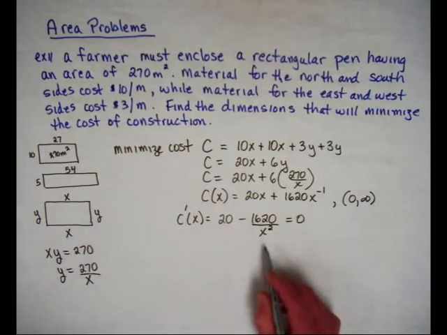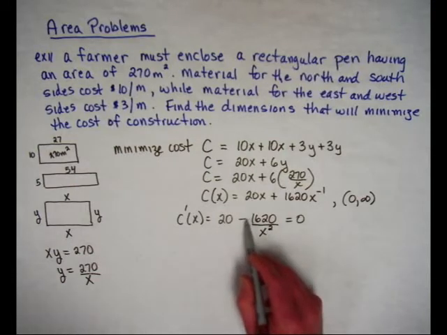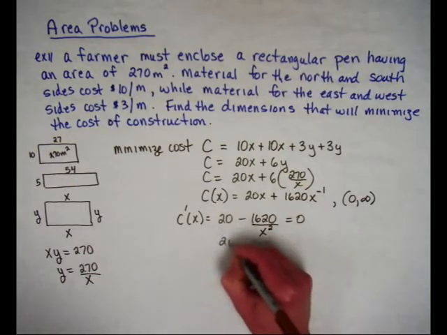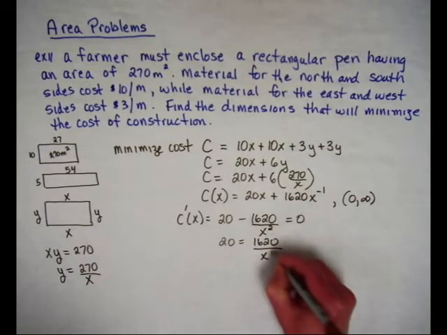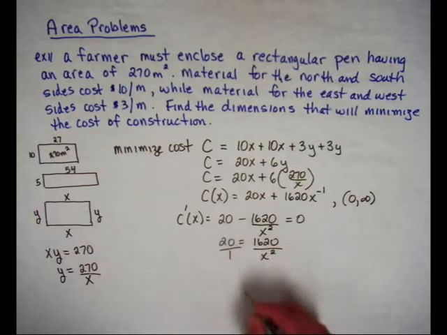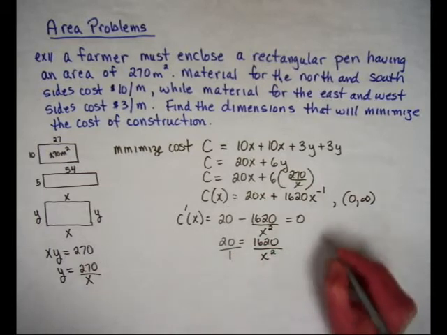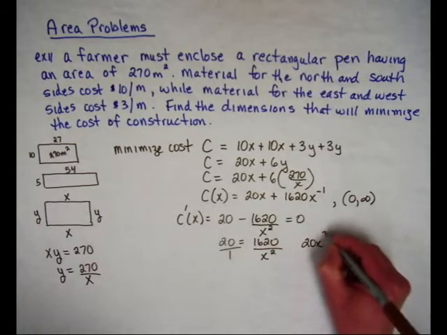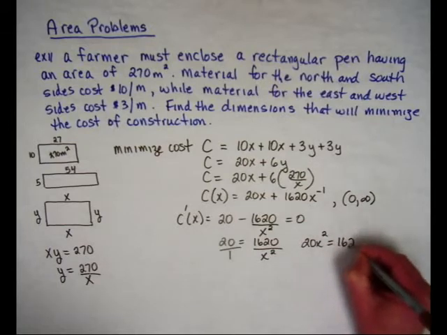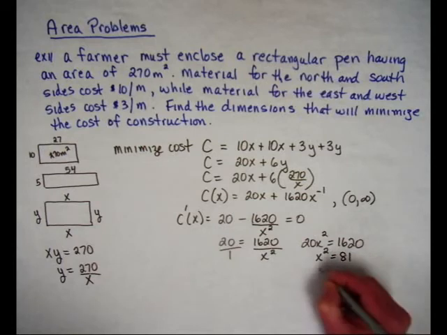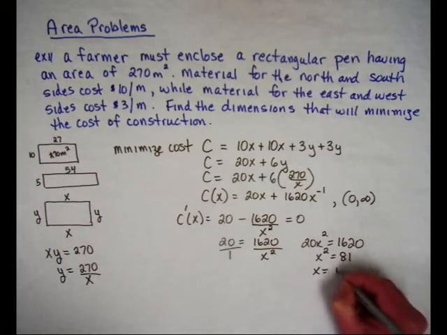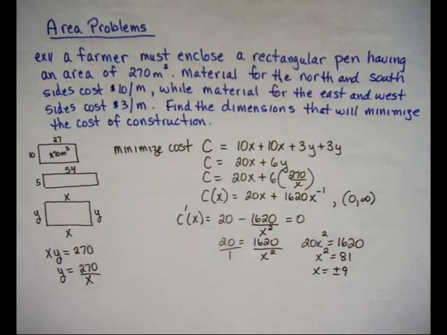The reason I want to move the x squared to the bottom is because now to solve this, I'm just going to move the negative 1620 to the other side. 20 equals 1620 over x squared. And now I can put this over 1 and cross multiply. So I'm going to get 20x squared equals 1620. Divide by 20, we get x squared equals 81. So x is equal to plus or minus 9.